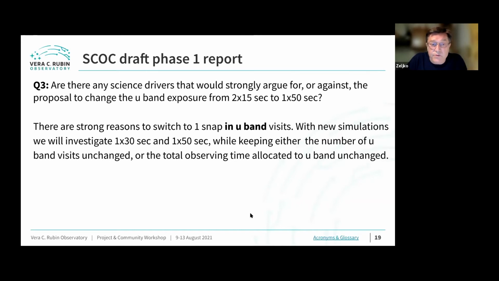But for now, we want to model U-band with 1 snap, and we also want to see what would happen if we go to slightly longer exposures, which would bring U-band up to half a magnitude deeper. That's also partly in response to the fact that, as measured, our throughput is slightly skewed towards red compared to the original design that we aimed for. So that's an example of another optimization that we will attempt once we have the actual measurements.